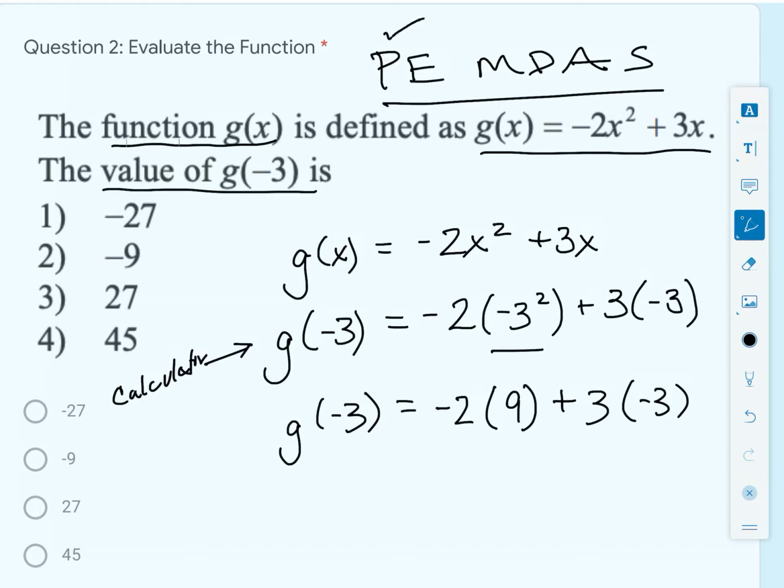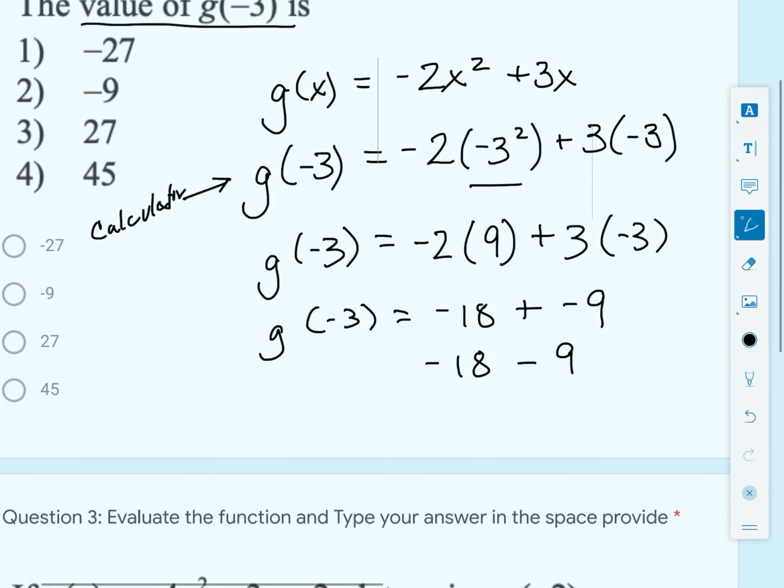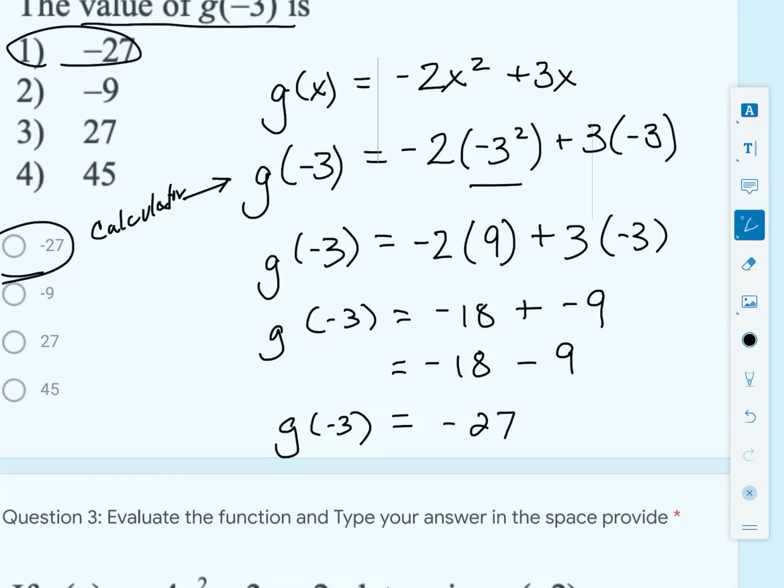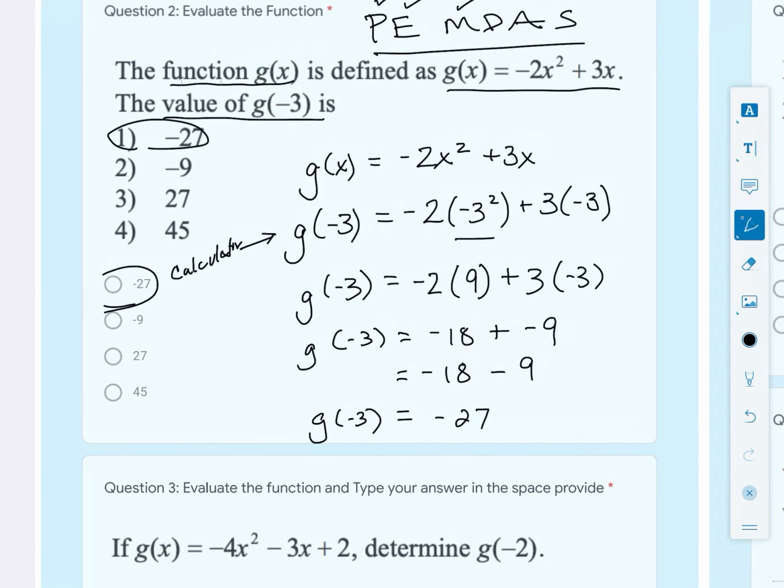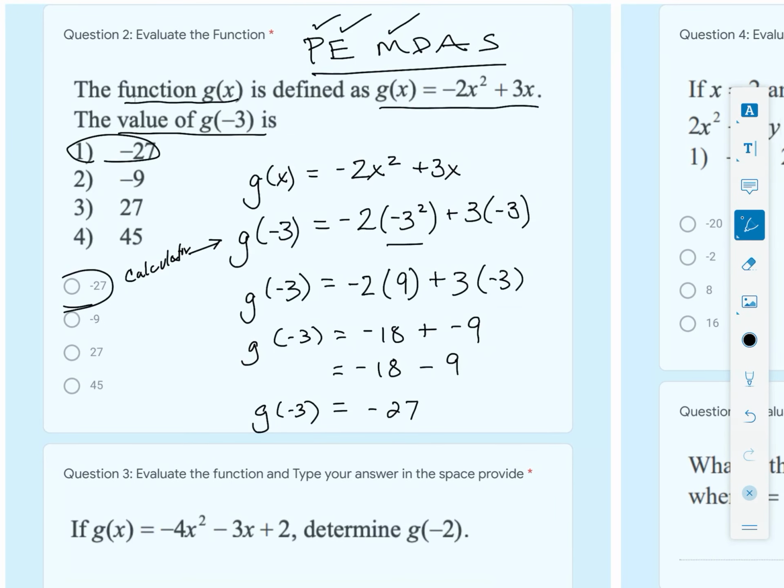And now I can multiply. Negative 2 times 9 is negative 18, plus 3 times negative 3 is negative 9. And now perhaps I'll just rewrite it as negative 18 minus 9, which is the same as adding a negative. And I get my final answer of negative 27. Choice 1. All right, so my last step there was subtracting.